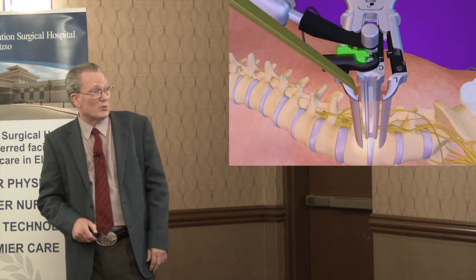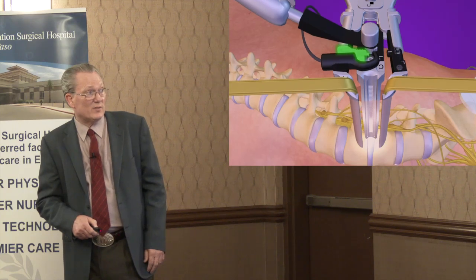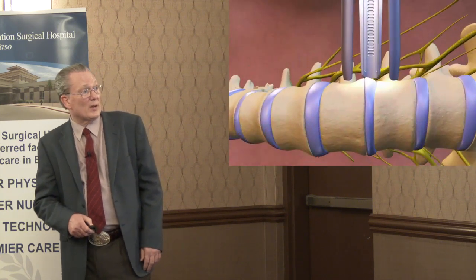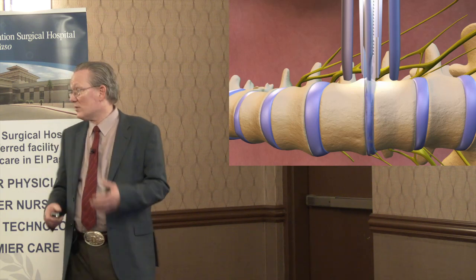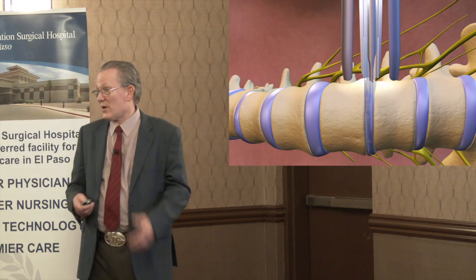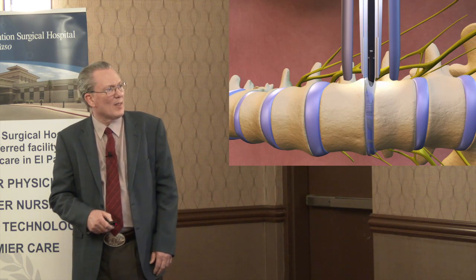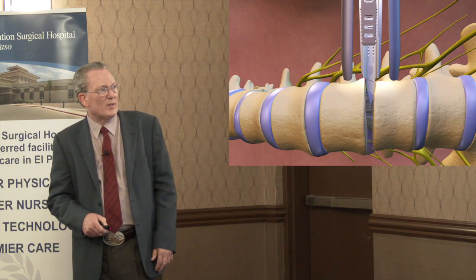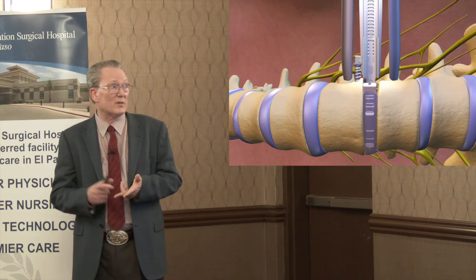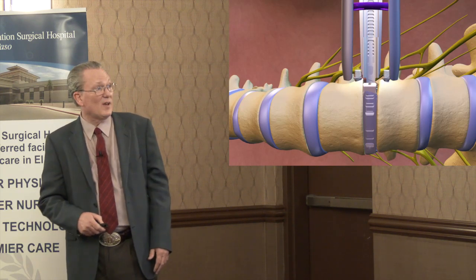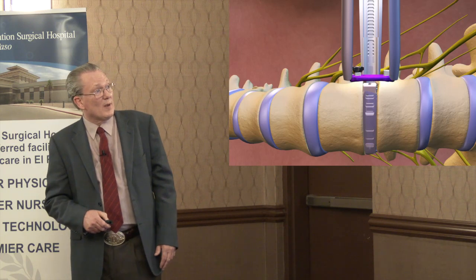You can open it up just wide enough to take out a little piece of disc, or you can actually open it wide enough to take out the entire bone if somebody has cancer, metastatic breast cancer, or something like that. Or you can take out all of the disc and replace that disc with something, an artificial disc, a cage, a plastic disc, to give support.